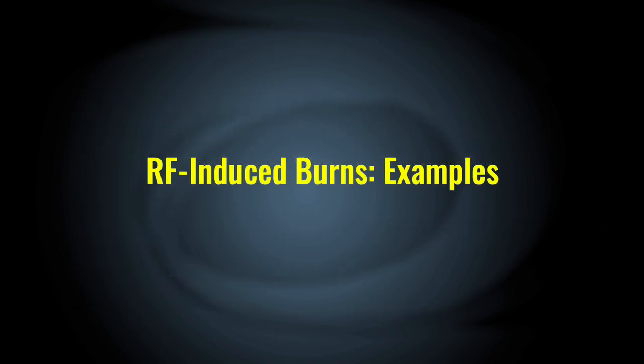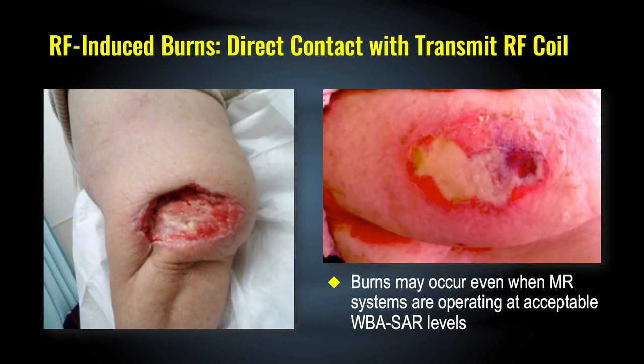Now, let's look at several examples of RF-induced burns. These two examples of severe near-field effect-related burns caused by transmit RF body coils occurred in obese patients. Notably, these patients did not have padding applied prior to their MRI exams. Be aware that near-field or proximity effect burns can occur in patients even when scanners are operating within recommended whole-body average SAR levels.